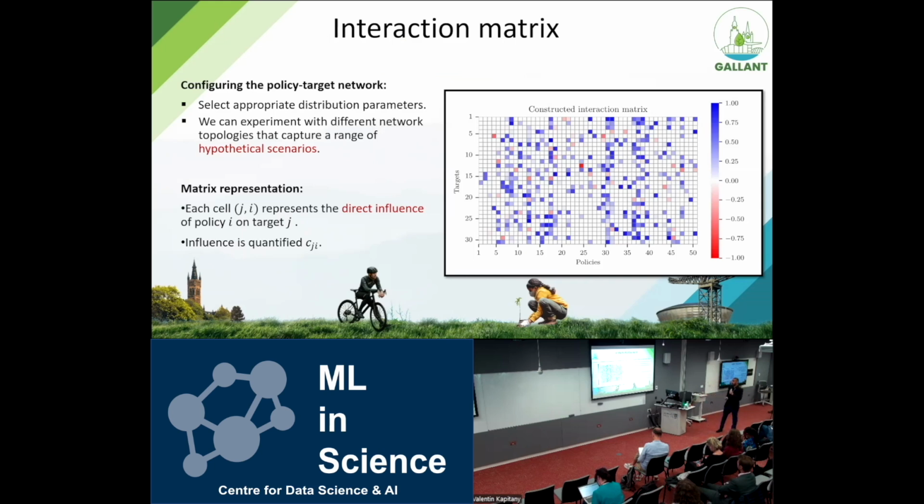To this end, we can select the appropriate parameter values of the underlying statistical distributions, which allows us to experiment with different network topologies and capture a range of hypothetical scenarios. In this matrix representation, each cell represents the direct influence of policies on targets, quantified by the link coefficient in the respective cells in the interaction matrix.